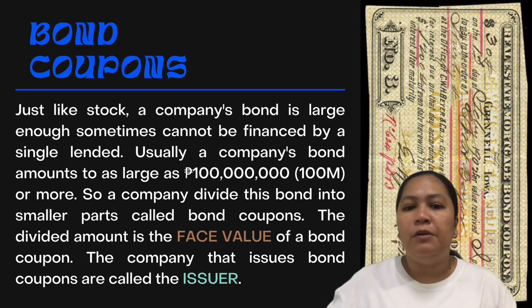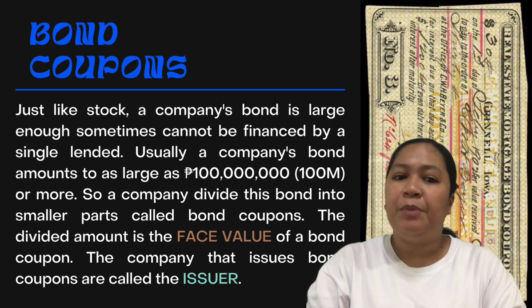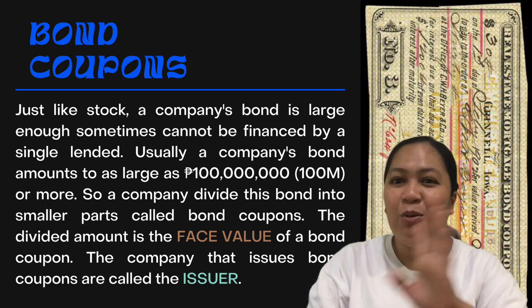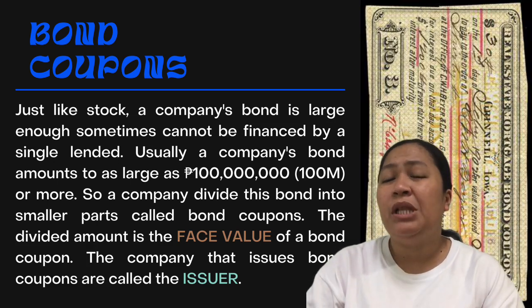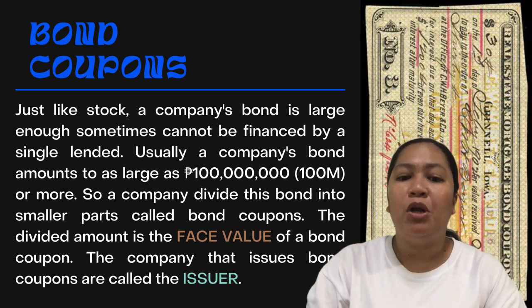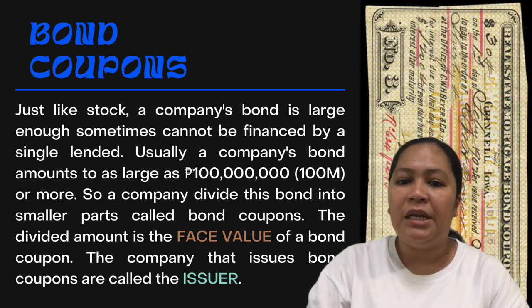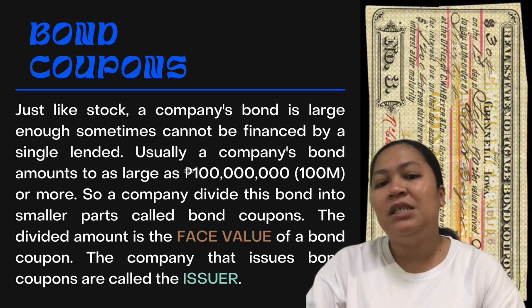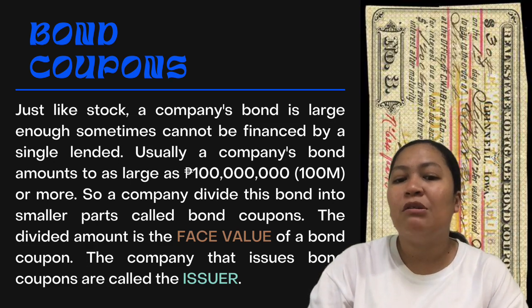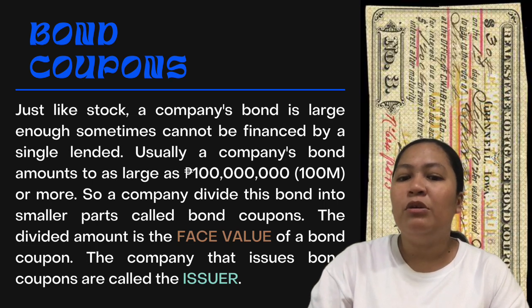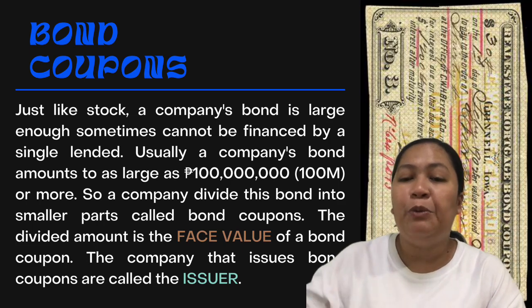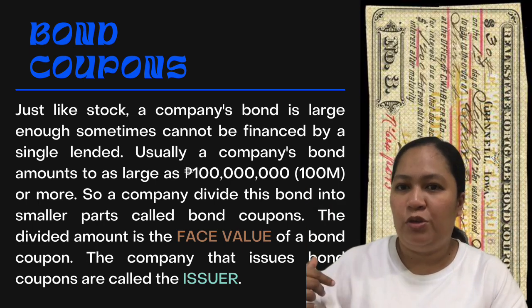Now, for example, usually a company's bond amounts to as large as 100 million. Isn't that very big? Since it is 100 million or more, it is heavy for a single lender. So a company divides this bond into smaller parts which are called bond coupons. The divided amount is the face value of a bond coupon. The company that issues bond coupons is called the issuer, and the one who receives the bond coupon is the bondholder. Okay?